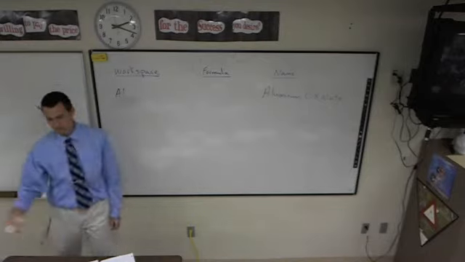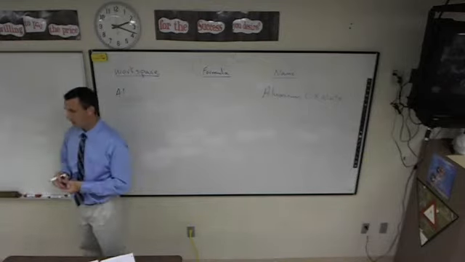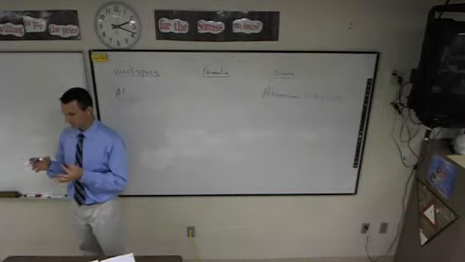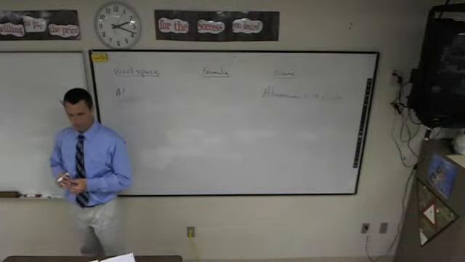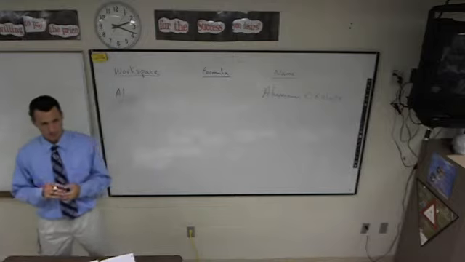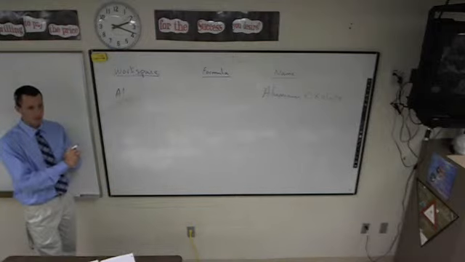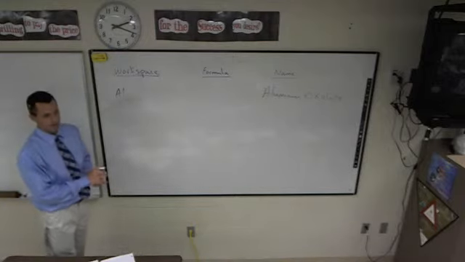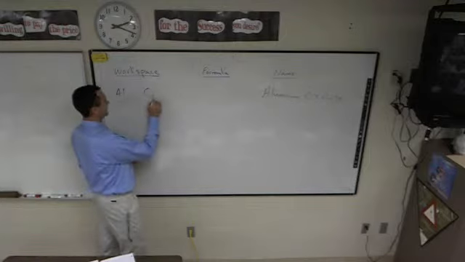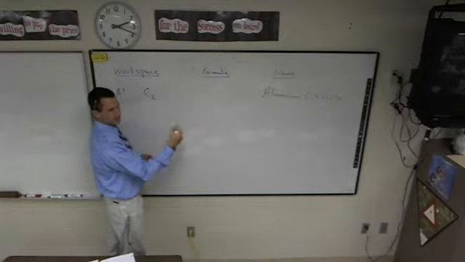Now, oxalate. If you look on the periodic table, will you find oxalate up on the periodic table? No, because it's a polyatomic ion. It's made up of several different things. What is oxalate? C2O4. There you go.